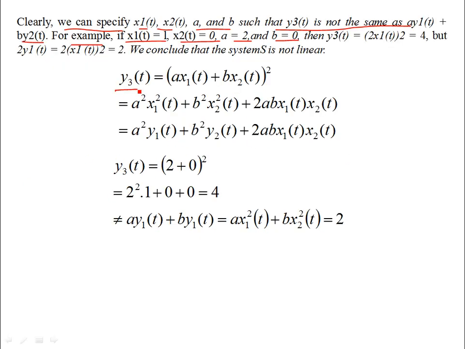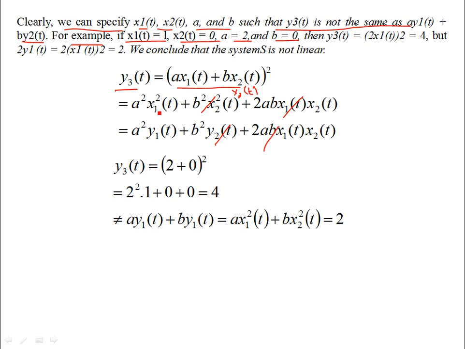Y3 is due to x3. This is my x3, this thing is x3 of t. So what happens is that you expand this. You have the same expression, three terms. Now x1 is 1, x2 is 0, so you don't need to bother about this term. This term is also gone, this term is gone, this term is gone.